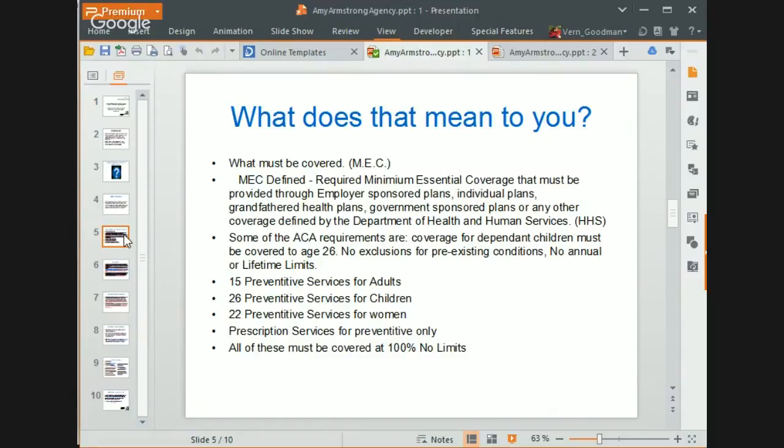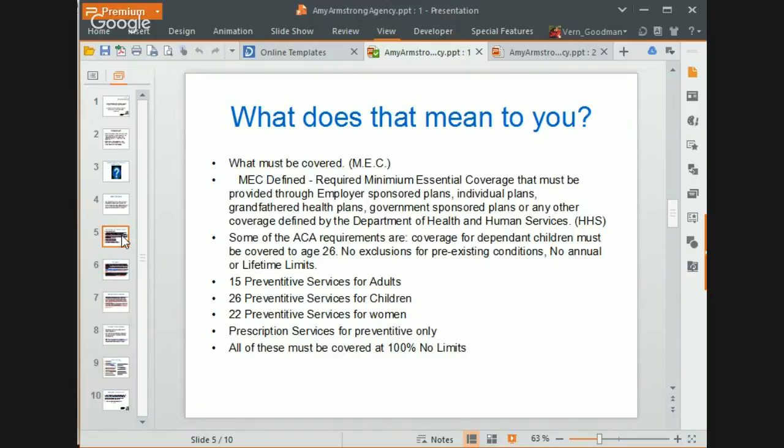Under this program, a set of MECs, minimum essential coverages, were required by the government to be in all employer-sponsored, individual-sponsored, grandfathered, government-sponsored, or any other coverages defined by the Department of Health and Human Services. And so these plans now have to have these coverages in them.